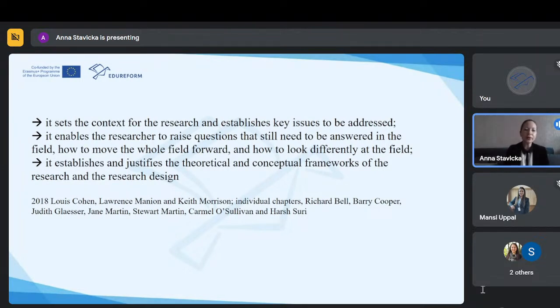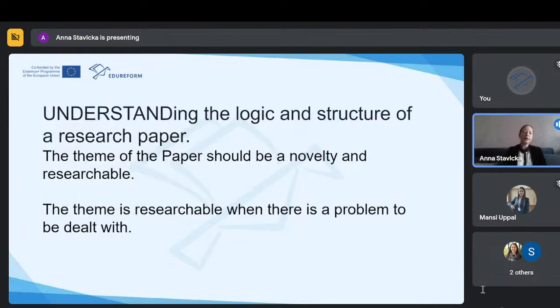It also enables the researcher to raise questions that still need to be answered in the field. How to move the whole field forward and how to look differently at the field. It also establishes and justifies the theoretical and conceptual frameworks of the research and the research design. So that was briefly about finding your research area, research field.